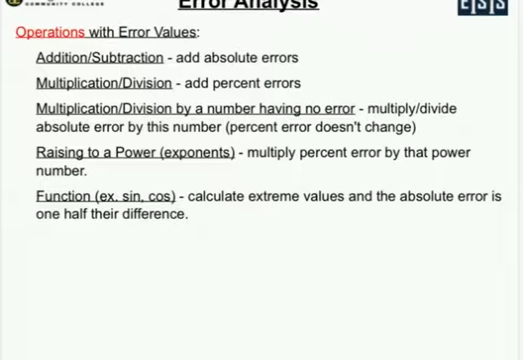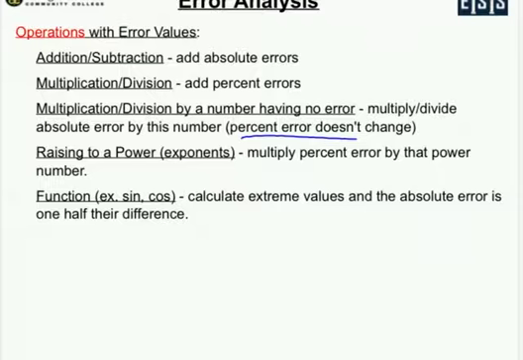Now, if you have to do a multiplication or division of your values by a number having no error, so if you got to take a number and divide it by 2 or something, what you would do is multiply or divide that absolute error by that number. Your percent error will not change in this situation. So if you've already calculated percent error, it won't change. But if you have an absolute error for a value, and now you're going to divide or multiply that value by something, then you need to multiply or divide that absolute error by that value.